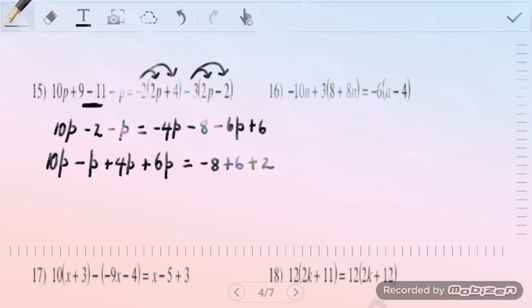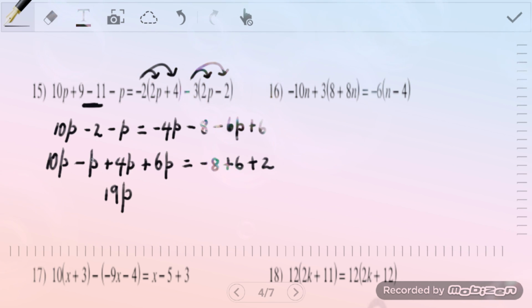All right. So now it's time to do some basic addition here. 10 take away, remember that there's a 1 in front of the p. So 10 take away 1 is 9. 9 plus 4 is 13. 13 plus 6 is 19. So that's 19p.